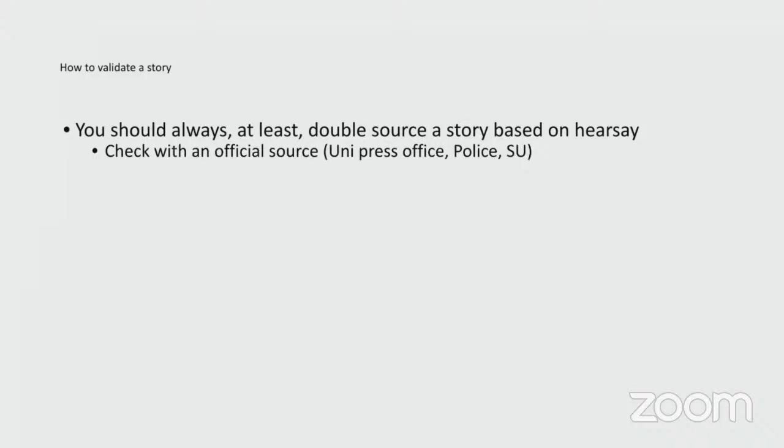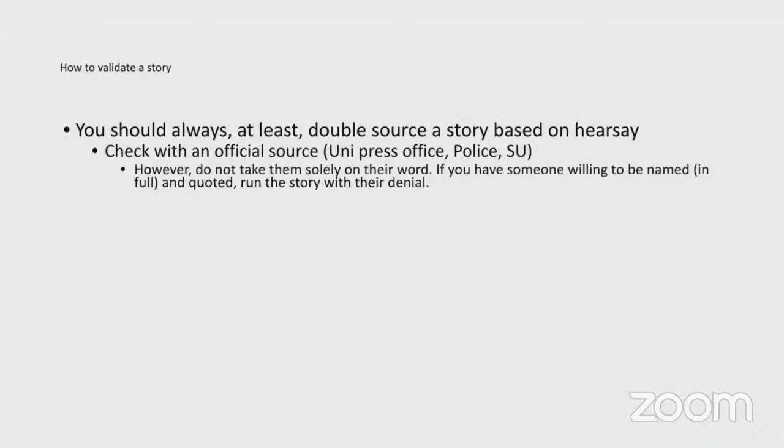So you might want to check that with your university library: go to the help desk, talk to them, see what they say, if it's true. You might want to talk to the press office. If it's a criminal incident, you want to talk to the police. If it's about your SU, self-explanatory, you want to talk to your SU. But don't just take them at their word.